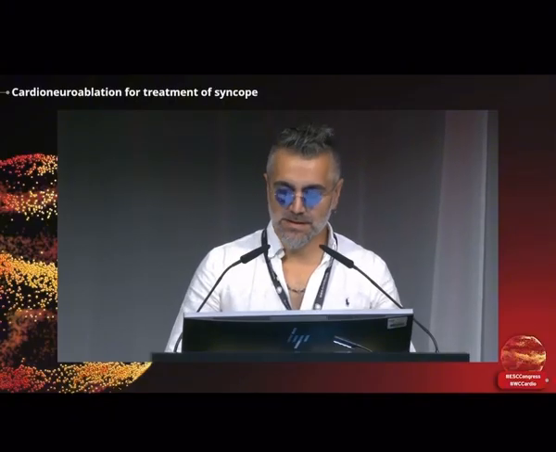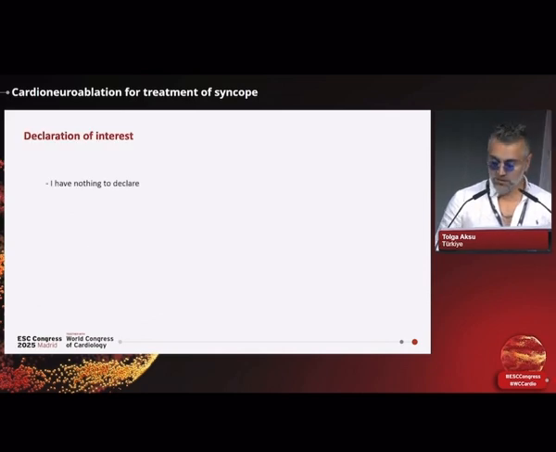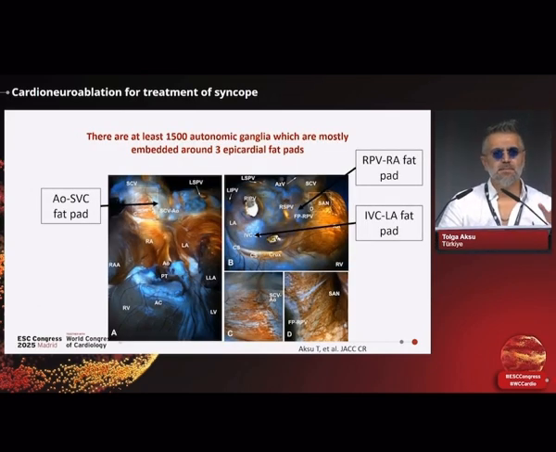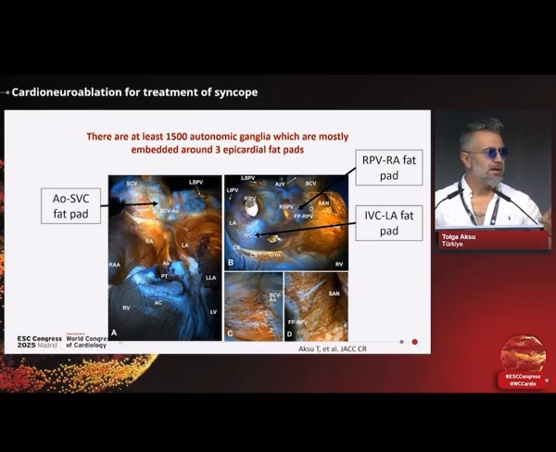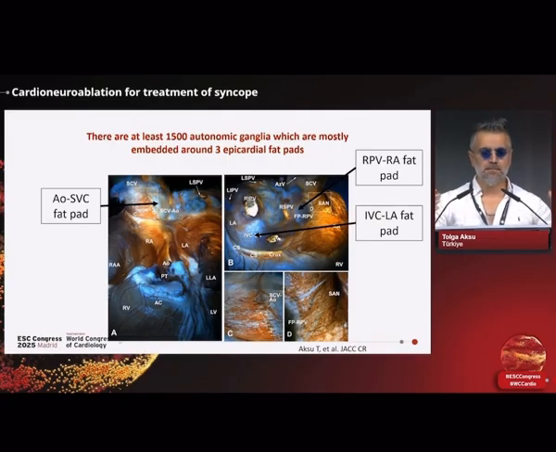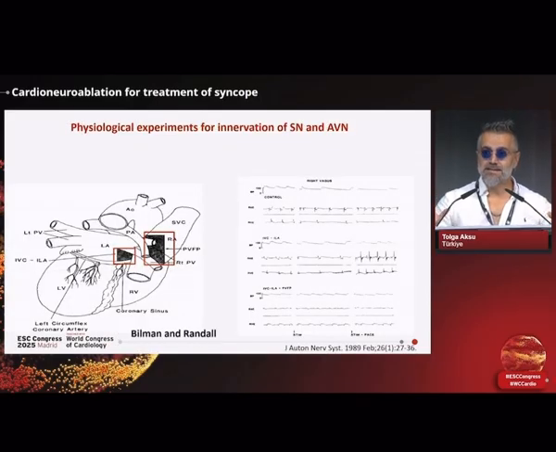Dear Chairman, dear colleagues, today I will try to briefly discuss a relatively new interventional treatment strategy in patients with syncope. Before starting my presentation, I would like to explain that there are at least 1,500 autonomic ganglia around the left and right atrium. We know that there are parasympathetic neural bodies within these epicardial autonomic ganglia. We also know that in some well-defined areas like the epicardial fat pad, we see clustering of these autonomic ganglia. If we can detect this site, let's see what we can do during ablation.